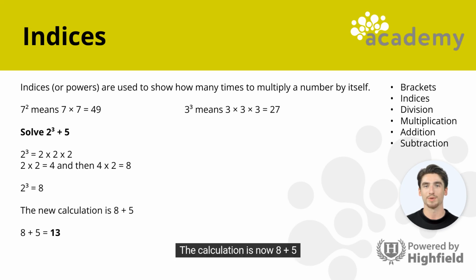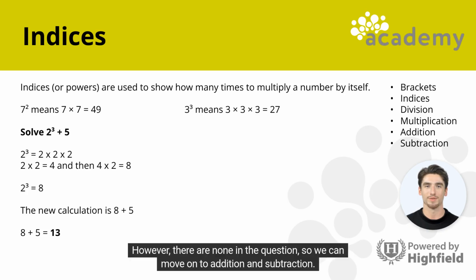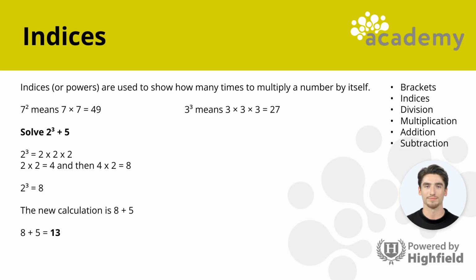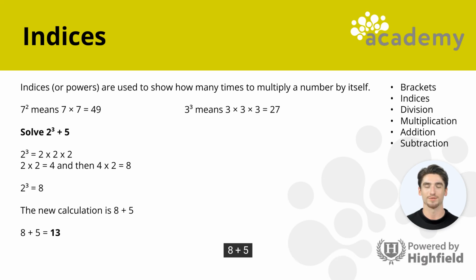The calculation is now 8 plus 5. The next step of BIDMAS is division or multiplication. However, there are none in the question, so we can move on to addition and subtraction. There are no subtractions, but there is an addition. 8 plus 5 equals 13. The answer is 13.